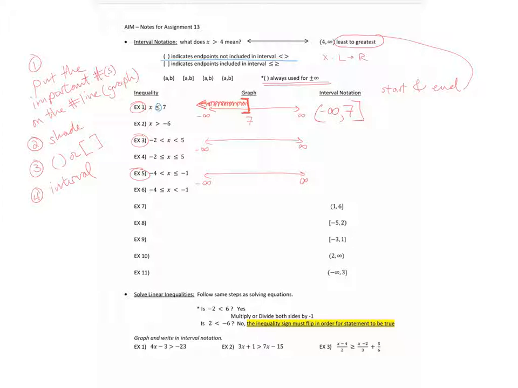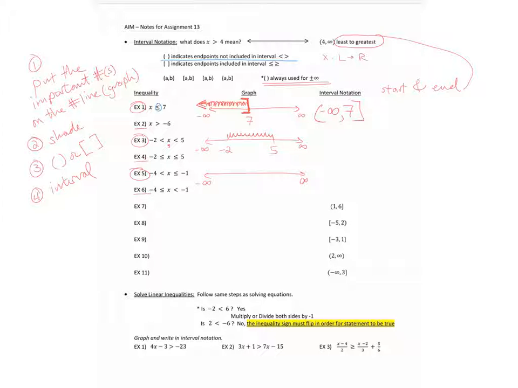So you can try example 2, you can try example 4, and you can try example 6 at the end of this, and you should be able to do it. So let me get through example 3 and 5 so you have an idea what's going on there. Again, we want to put the important numbers on the graph. So I've got a -2 and I have a 5. And this time you can see the variable is between them, so I'm going to shade in between.